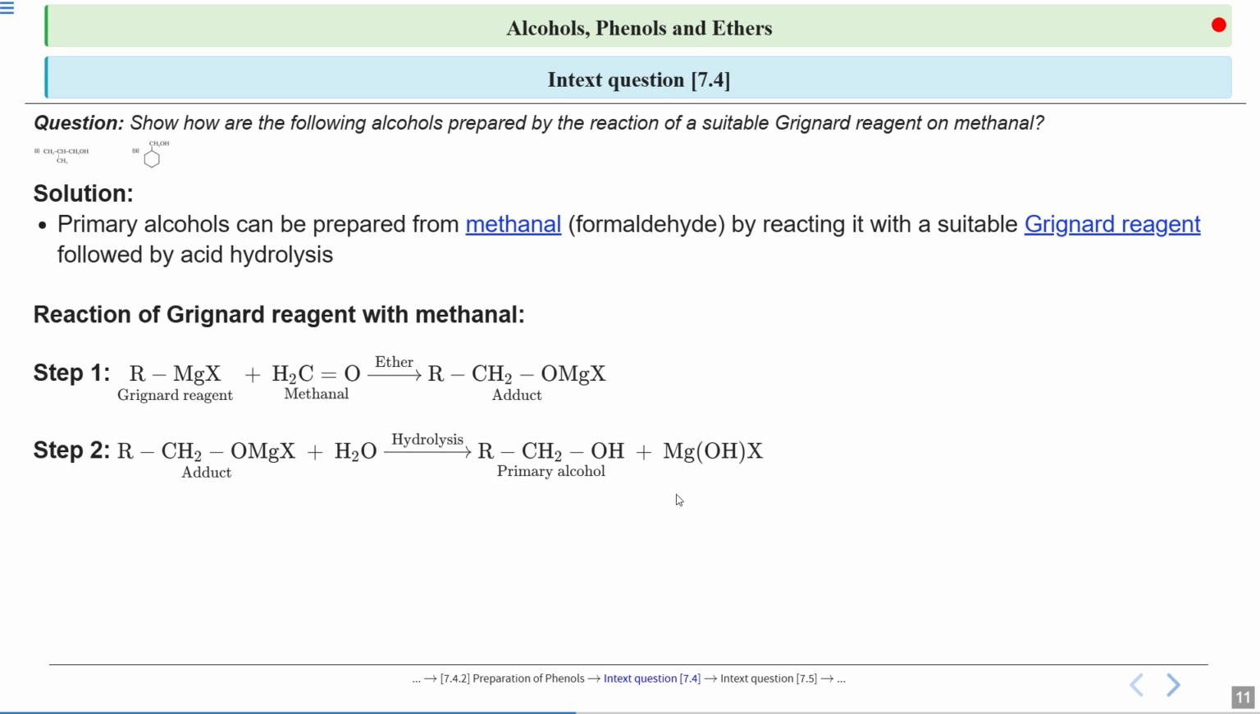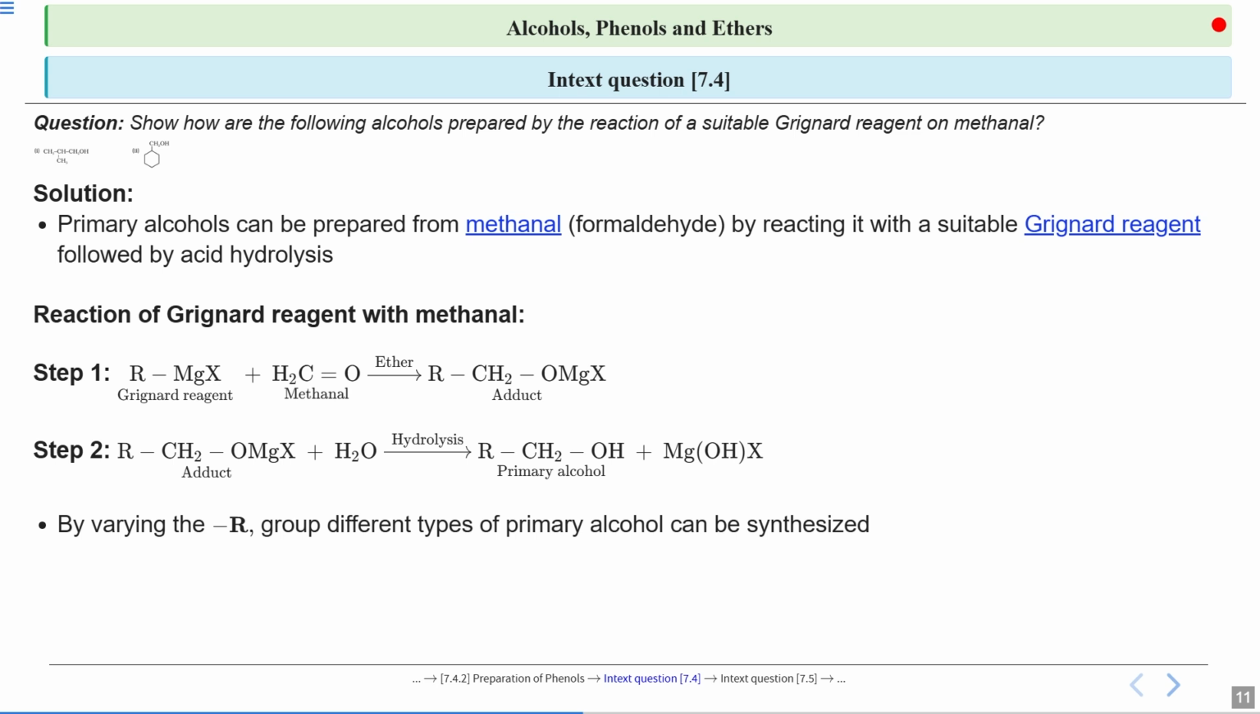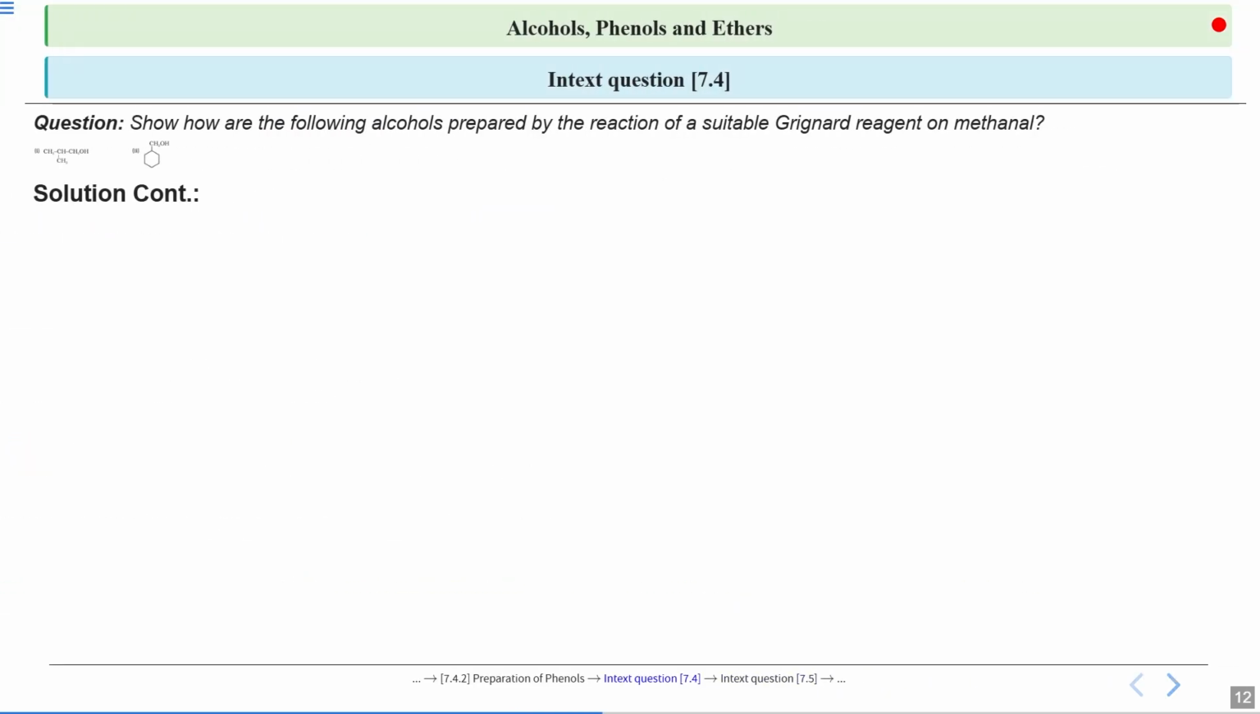Okay. Now we will see one by one. We will solve this question. And remember one thing: by varying the R group, different types of primary alcohols can be synthesized. If this R group is varied, then you will see that different primary alcohols will be synthesized. Now see the first part of this question. In the first part, R is an isopropyl group. Now we will see how R is varied and how we get different primary alcohols.